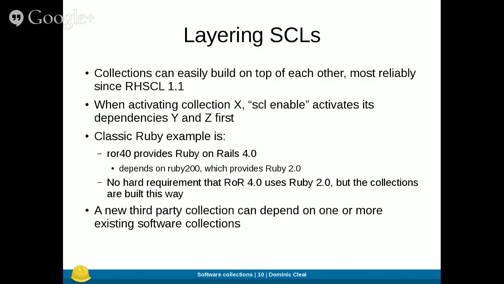The use of Ruby 2.0 in Rails 4 is not a requirement of Rails 4 as such, but it's the dependencies of the collection. It's explicit. And if we create a new collection, or a third party does, you can depend on multiple collections. So we could have, for example, a Foreman collection that depends on Ruby on Rails, on Ruby, on a newer version of Postgres, so Postgres 9, or MariaDB 5.